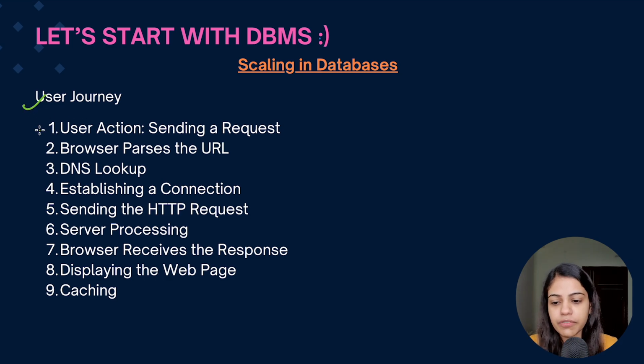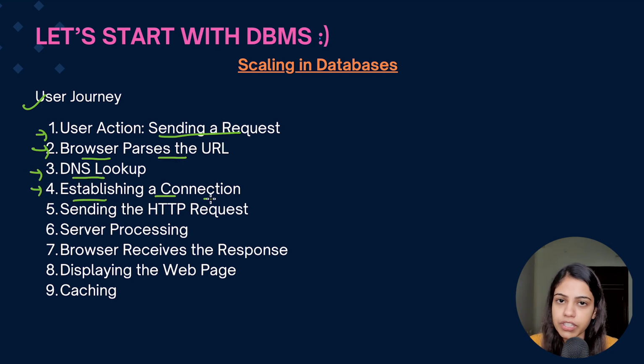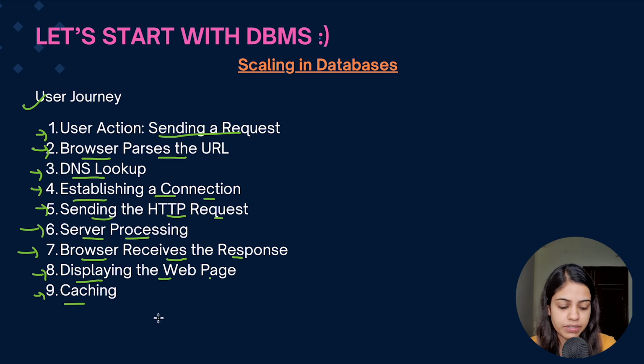Now in the user journey, what happened? First was the user action of sending a request. Second was the browser parsing the URL. Third was a DNS lookup to get the IP address. Fourth was establishing a connection with the server. Fifth was sending the HTTP request to the server. Sixth was the server processing the request. Seventh was the browser receiving the response. Eighth was displaying the web page. And ninth was caching the data. So in this way the user journey happens.